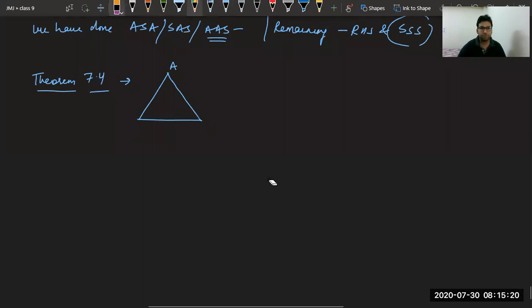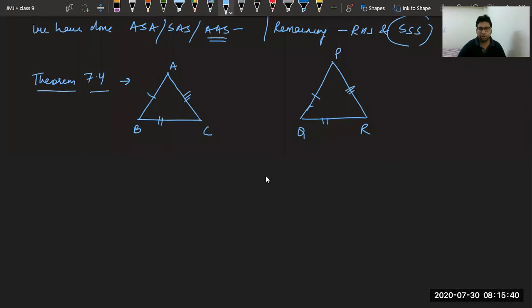It was Triple S, no? So A, B, and C. Second triangle, suppose P, Q, R. They are said to be congruent if AB is equal to PQ, BC is equal to QR, and AC equal to PR. So if three sides of one triangle are equal to three sides of the other triangle, then those two triangles are said to be congruent by the criteria Triple S.